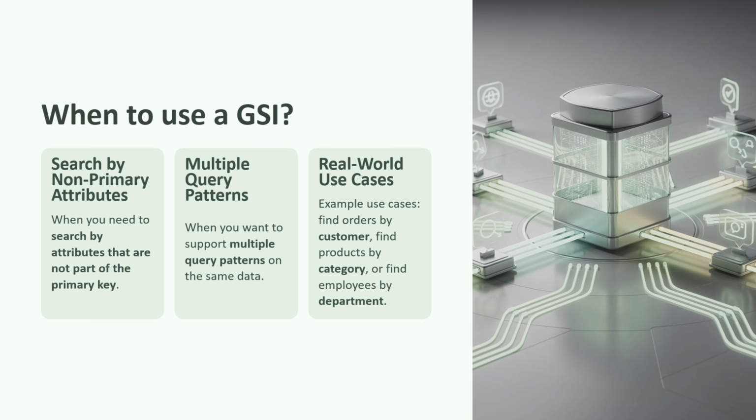Now we will see when to use GSI. First point is search by non-primary attributes. When you need to search by attributes that are not part of the primary key. Second point is multiple query patterns. When you want to support multiple query patterns on the same data. Third point is real-world use cases. Example use cases: find orders by customer, find products by category, or find employees by department.